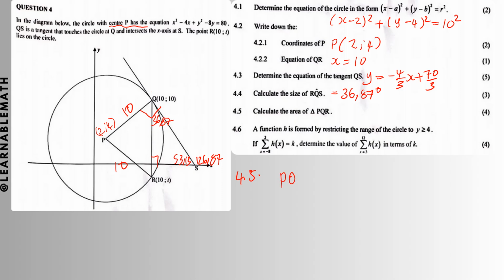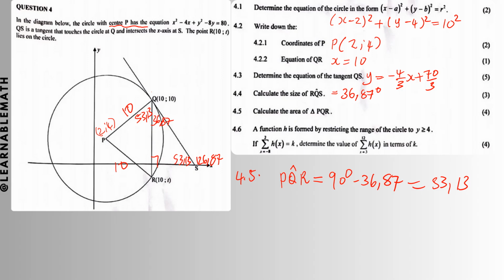So angle PQR, you know, it's going to be 90 degrees minus 36.87. So I'm removing that portion we just calculated in the previous question, so that we know what that other portion inside is equal to. Okay, so I'm saying 90 minus 36.87, which will give me 53.13. Quite interesting, because also this one was equal to 53.13. Okay, so we have 53.13.